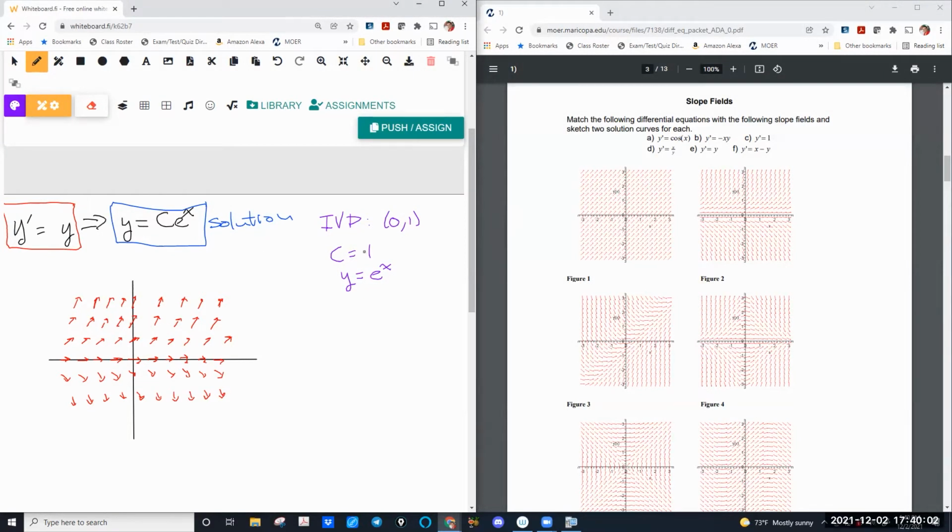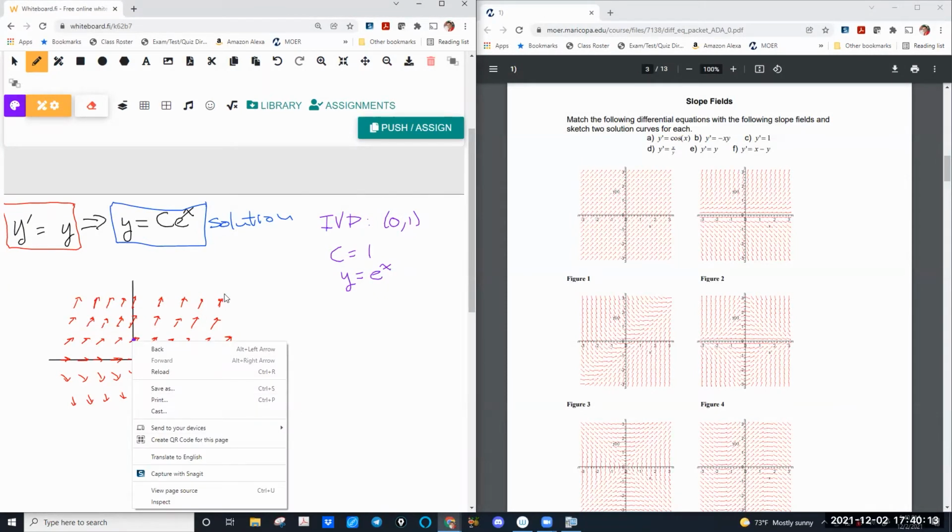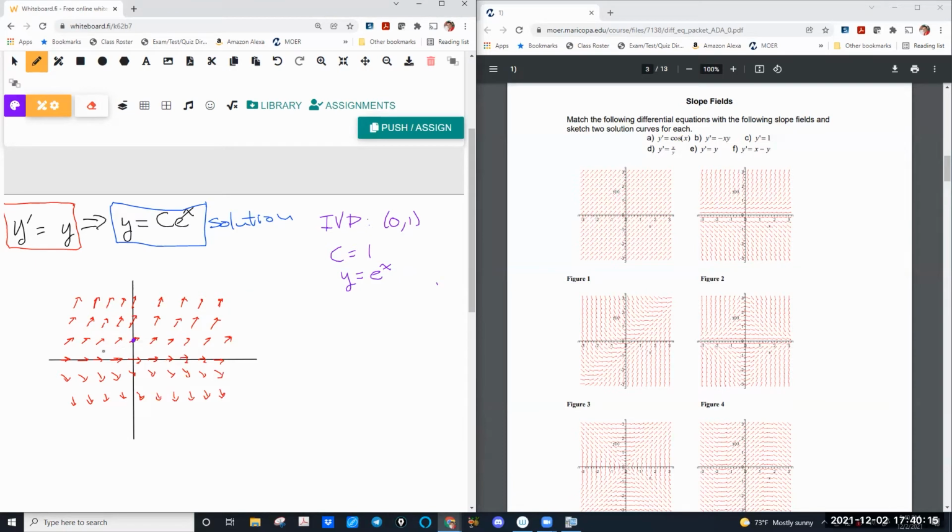Here's how this lines up with a slope field. If we have an initial value of 0, 1, what we do is we go to our slope field and we mark that point on our curve. And then we use the slope field to draw the line that goes along with it. So I'm basically just mimicking my slope field. It's not going to be perfect. But what I have here in purple is the graph of y equals e to the x.